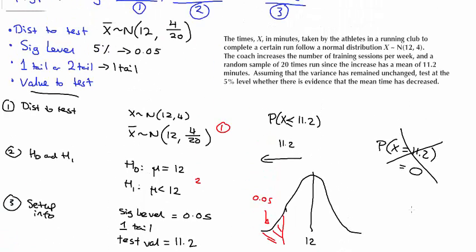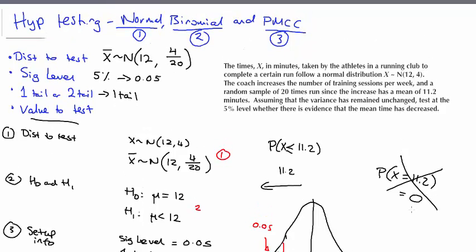Sufficient evidence to suggest that the mean time taken for a run has decreased thanks to the increased number of training sessions, or something like that. Does that make sense? Okay. But can you see here, the 4 big things I'm paying attention to: being very clear on the distribution I'm trying to test, the significance level, which ties in with the 1 or 2 tail test, because I have to halve it for significance level, and being very clear on the value to test. All right. Now let's look at a different example where you're doing a 1 tail test on the higher side.